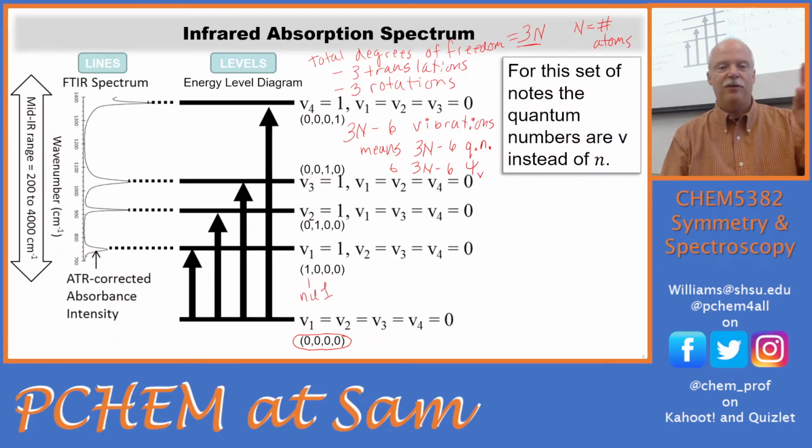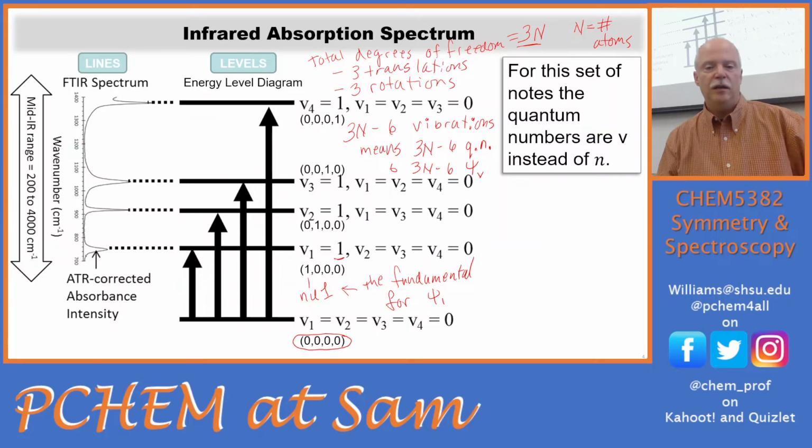So excitation to the first vibrational frequency, where V1 equals 1 and V2, 3, and 4 are still equal to 0. So this is the fundamental for wave function 1. It's going from 0 to 1 for wave function 1, and all the others are still in their ground state. So this is a single molecule that has lots of quantum states, and all of them can be in the ground state, or one could be excited while the others are not.